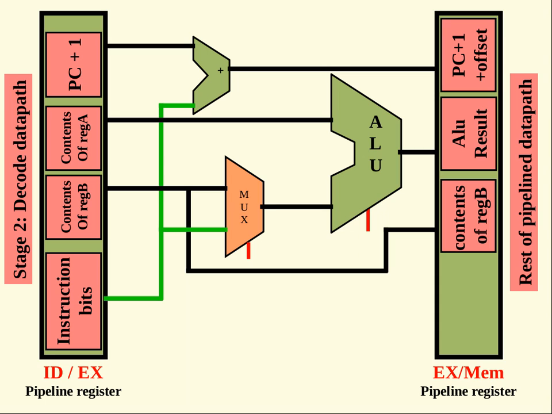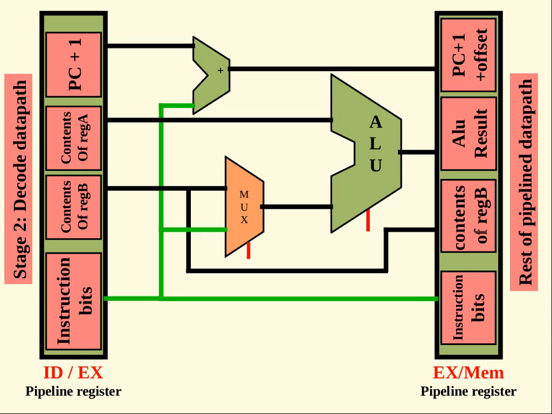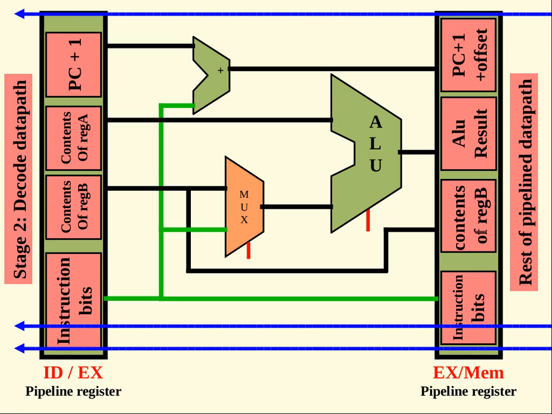All right, so we then have the instruction bits, PC plus 1 plus offset, and the instruction bits. Yay. All right, what are we missing? The register stuff.